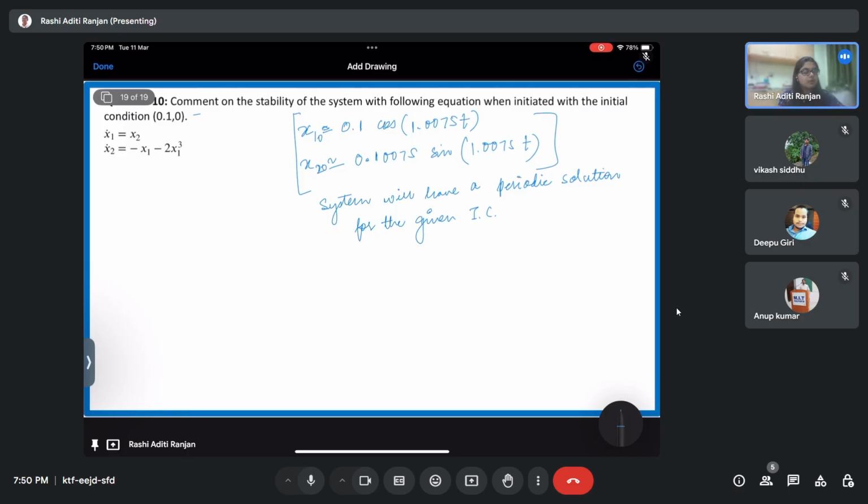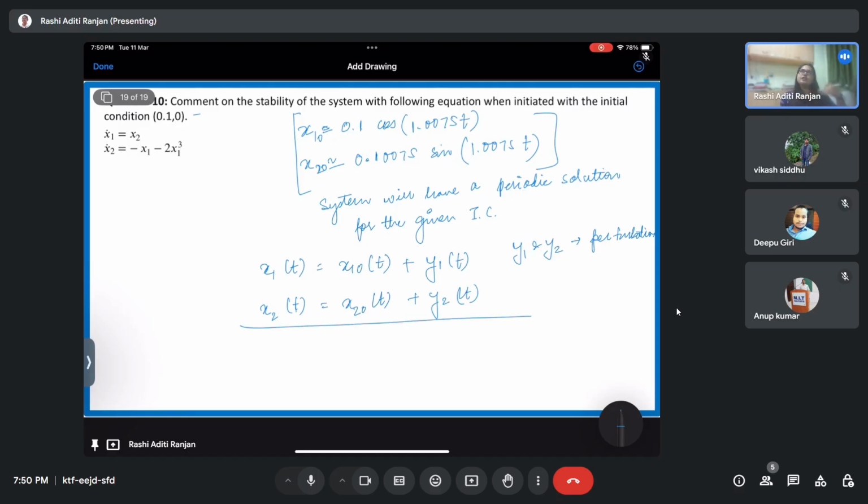So what will I do? I will assume the perturbation: x1 of t I can write as x10 of t plus y1 of t. Y1 and y2 are perturbations. Similarly, x2 of t I can write as x20 of t plus y2 of t. Clear?